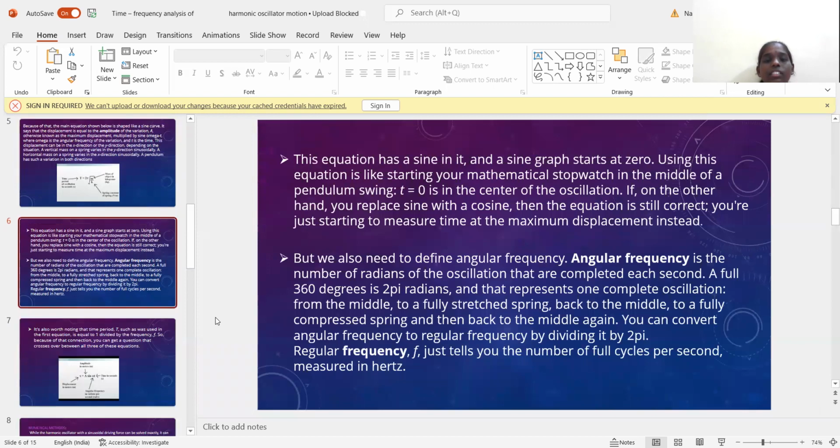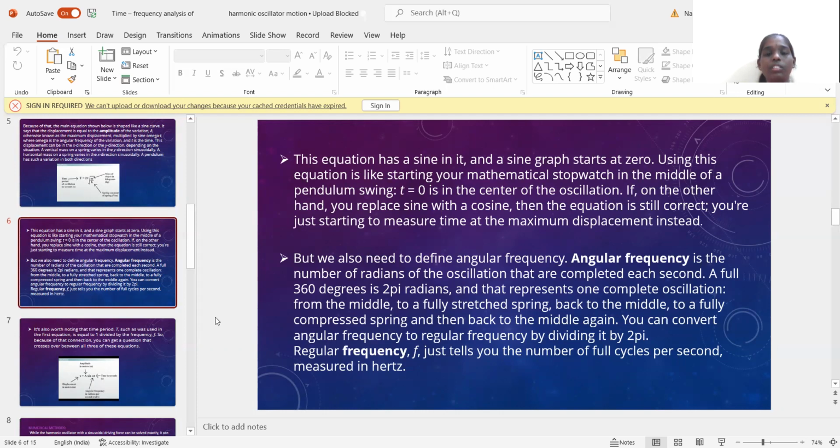This equation has a sine in it, and a sine graph starts at 0. Using this equation is like starting your mathematical stopwatch in the middle of a pendulum swing. t equals 0 is the center of the oscillation. On the other hand, if you replace the sine with a cosine, then the equation is still correct. You are just starting to measure time at the maximum displacement instead.